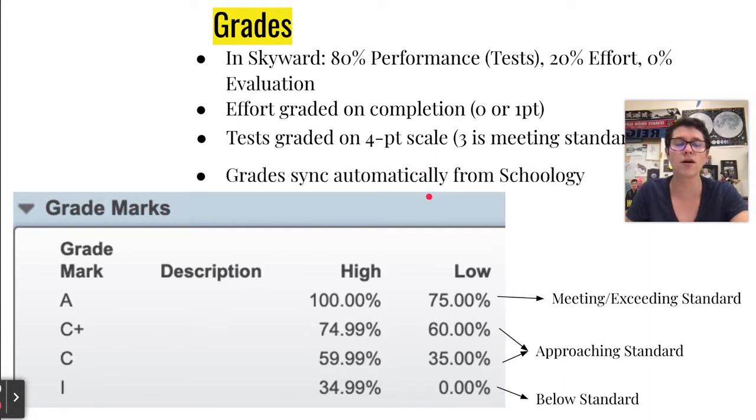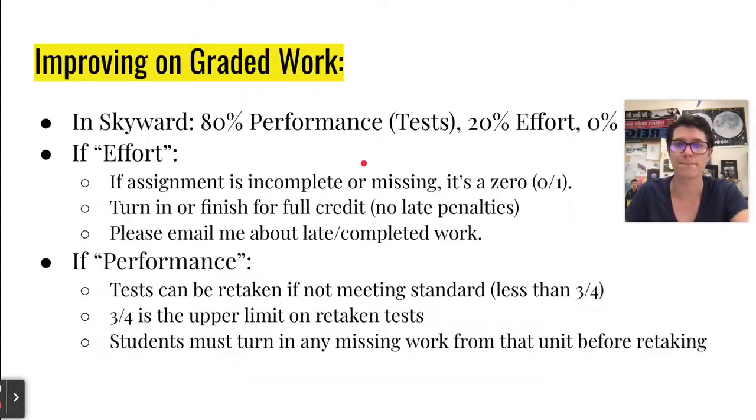And grades sync automatically from Schoology. I will be putting everything into the Schoology gradebook, and then it will sync to Skyward. So unless there's a sync lag, the two platforms should say the same thing. Schoology, I think, is a little bit better because it will be more up to date, and there are links to the assignments and the resources in there. So if you see something that's causing a grade to not be so good, you can get right to the stuff that relates to it. So I like that about Schoology a lot.